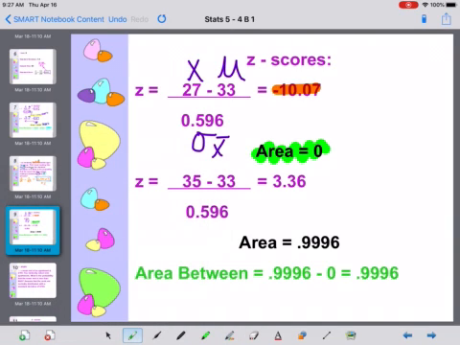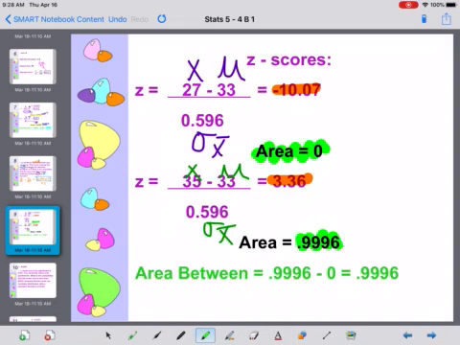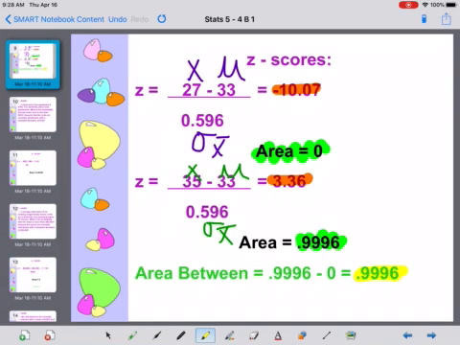Okay, and then we come over here and you do this one. So here's this x, here's your mu, here's your baby sigma x bar, that hasn't changed. And then that gives you this z-score, which you can find on your chart. And when you find it on your chart, you get this number. And then the area between, technically you're subtracting them from each other, but since one of them was 0, it just is going to leave you with this 0.9996. Okay?